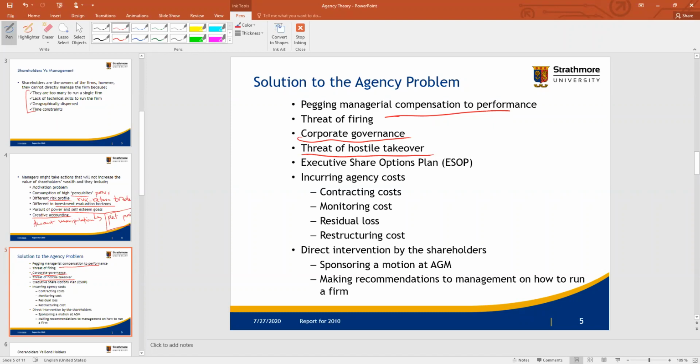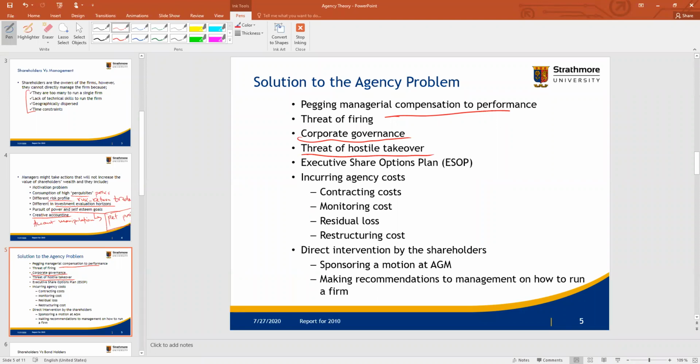A threat of hostile takeover. You are threatening the management that, hey, if you don't achieve this target, we are going to be selling off our company in a hostile way. So once we do sell our company, of course, you as a manager will also lose your job.